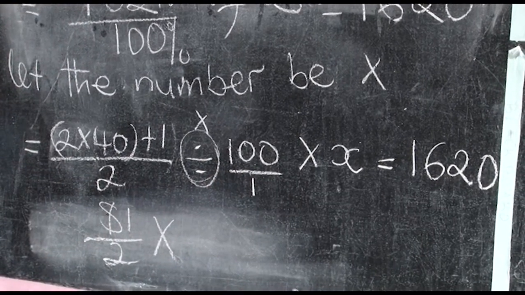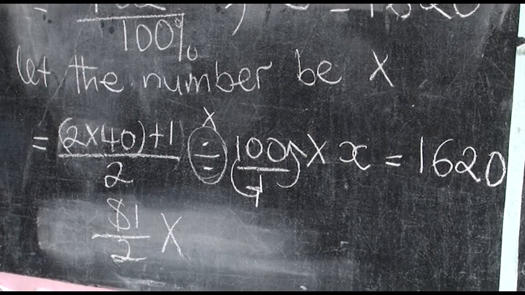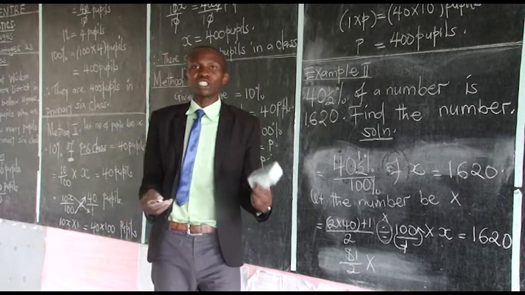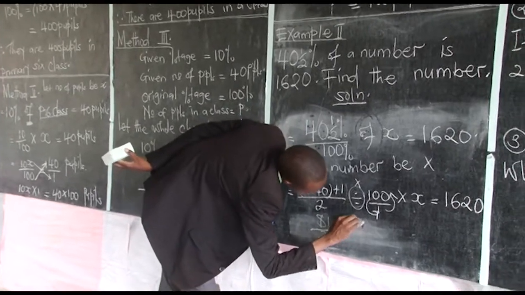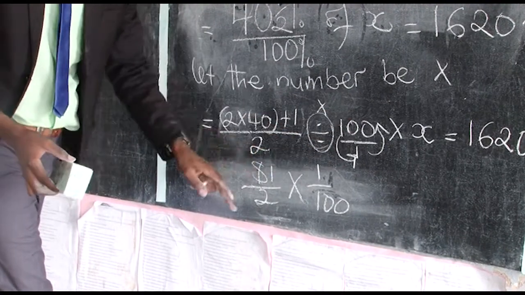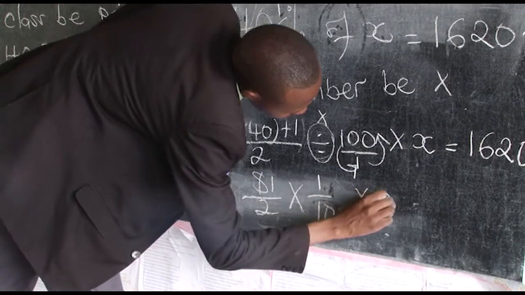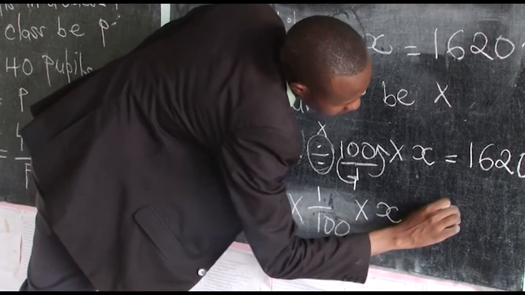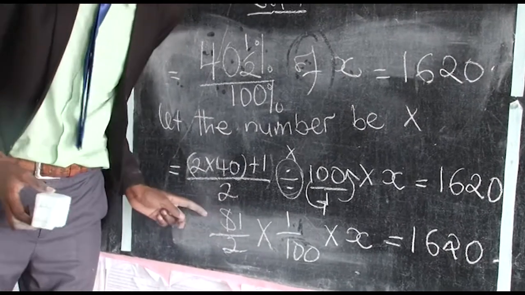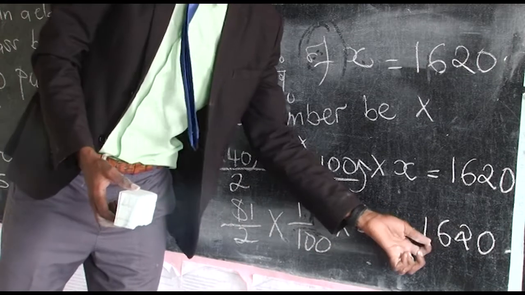So the reciprocal of 100 out of 1 will change. 1 will be a numerator, 100 will become a denominator. That's what we mean by reciprocal. A numerator becomes a denominator, and a denominator becomes a numerator. So we shall say 1 out of 100. We have got the reciprocal already of 100 out of 1, which has now given us 1 out of 100. Remember, we have times our number. The number is X, which will give us 1620. That's what we have. After there, we are now going to multiply everything from here up to here. Then we also multiply everything from here up to here. And we make it equivalent to the number which was given.